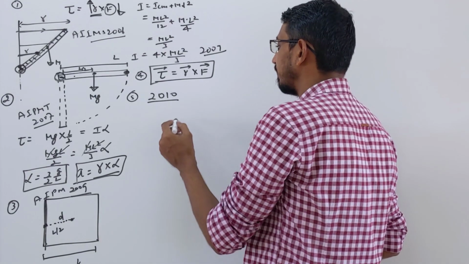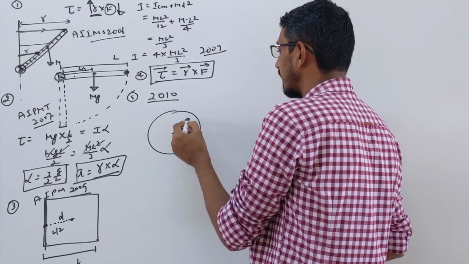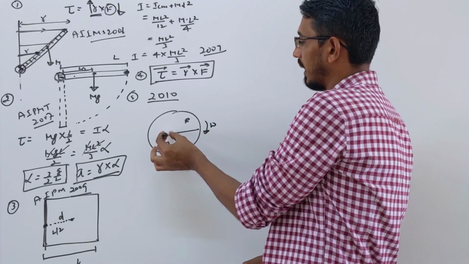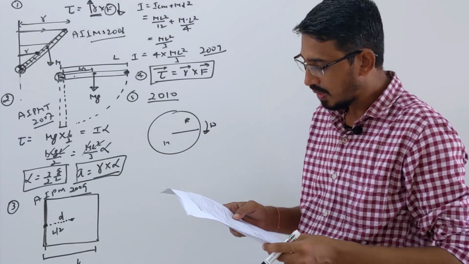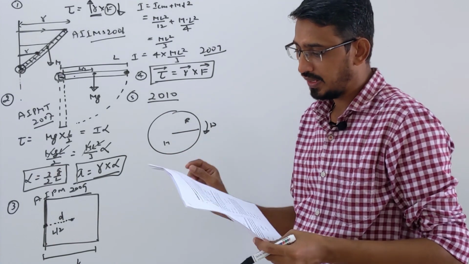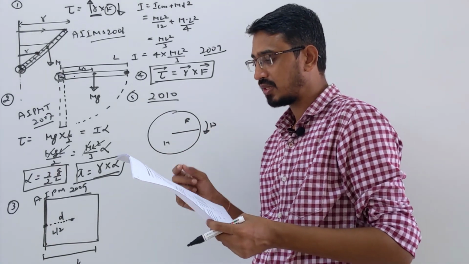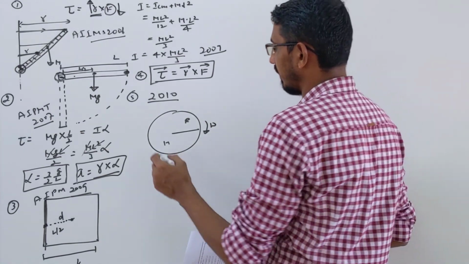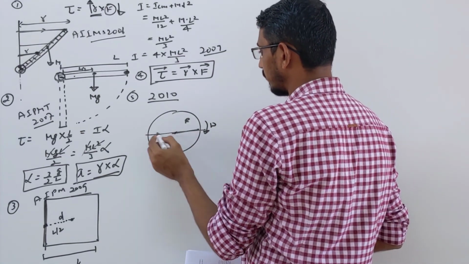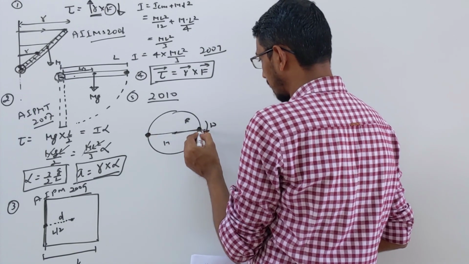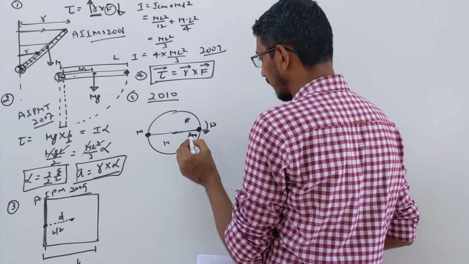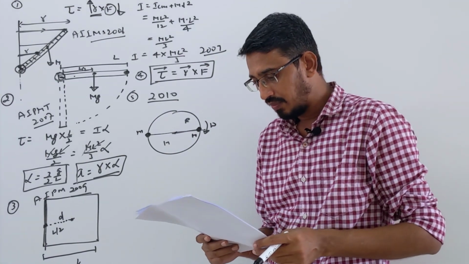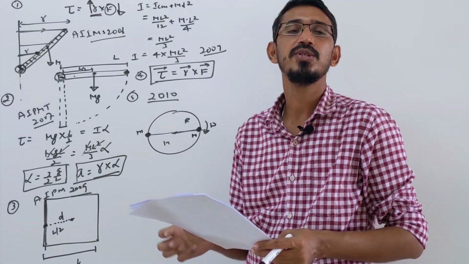So the ring was there, a ring of radius r and mass m, rotating with angular velocity omega about that axis. This is the initial situation. Then two objects, each of mass small m, are attached gently to the opposite ends of a diameter of the ring. One mass here, one mass here, small m each, point masses. And now they are asking what the new angular velocity of the ring will be.